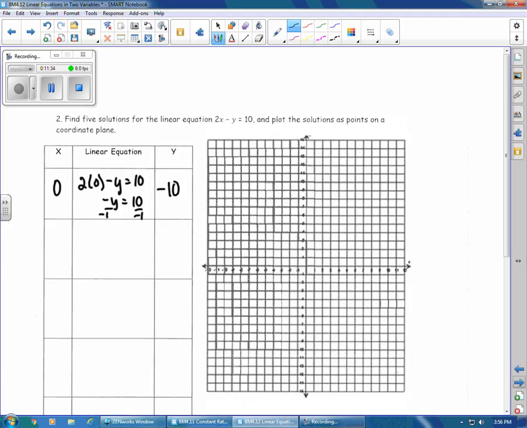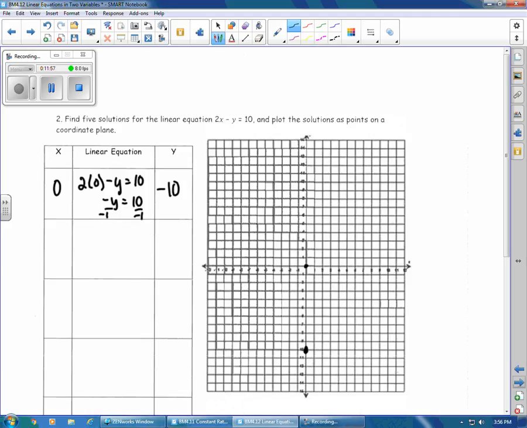So when I plot this, I'm going to start at 0, 0. I always start in the middle and go down 10. I can't really read these numbers, so I'm just going to count the lines. Here's 0, negative 10. So my y-intercept here is going to be at 0, negative 10. That's where it's crossing the y-axis.